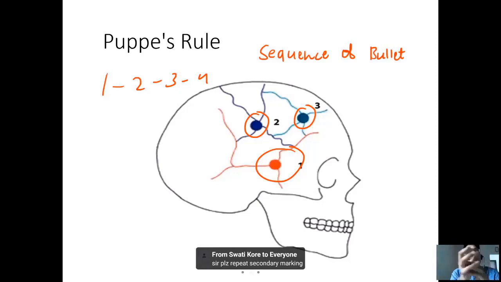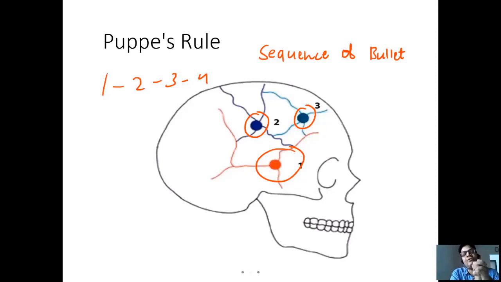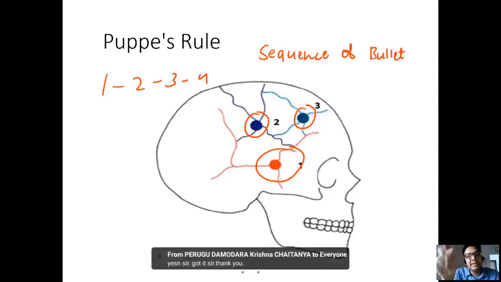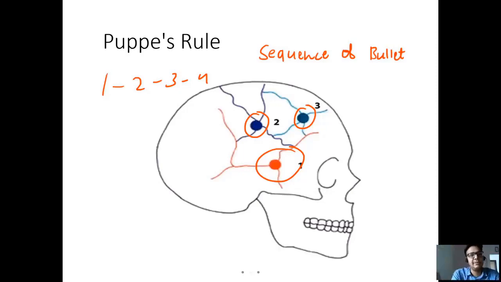माहौल बनाती है। सेकेंडरी मार्किंग are the marking on bullet which is formed by individual firearm. This is known as secondary marking, but these can also be formed when you are picking the bullet by any instrument. These are also secondary marking. Okay, yes Swati, is it okay?